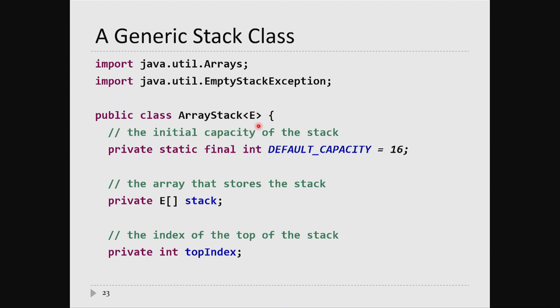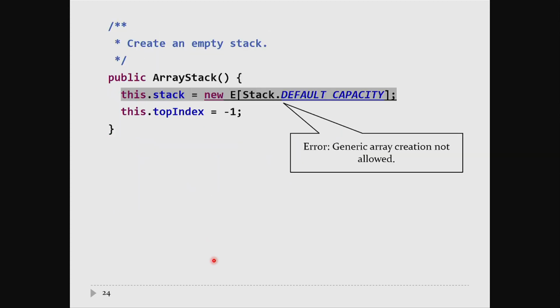So you put in the generic type after the class name. This is a collection, so we tend to use E in these sort of classes. Before I had a stack of int. Now, because I'm going to try to hold a stack of type E, where E is the generic type, nothing else changes here. I still have a default capacity. I still have a top index that's represented as an int value.